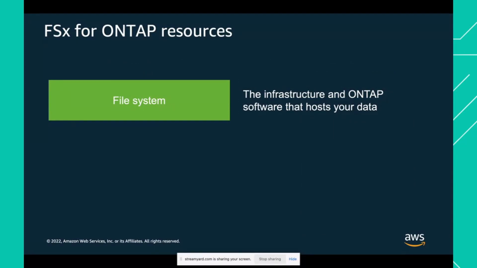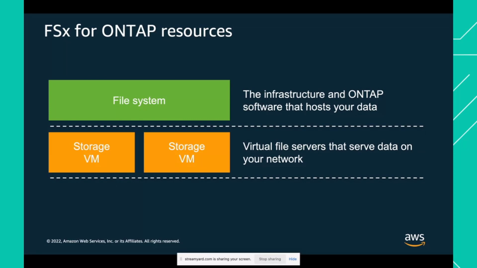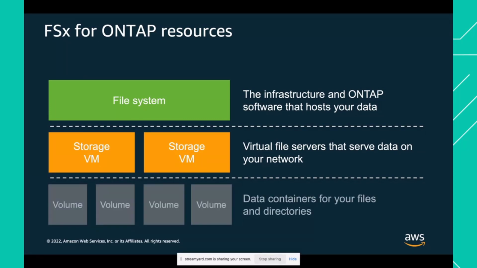Next, with the ONTAP resources, when you provision a file system, this file system is provisioned for you. But behind the scenes, what is there basically? You can create storage VMs that will be underneath your file system, and underneath each storage VM, you have volumes. So you have these volumes associated with your SVM, and your SVM is then associated with this file system. And you can have multiple SVMs associated with the same file system.